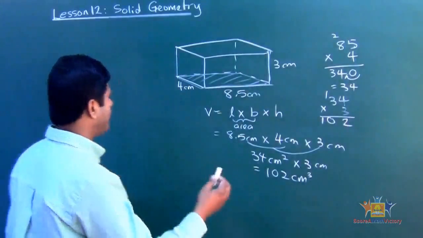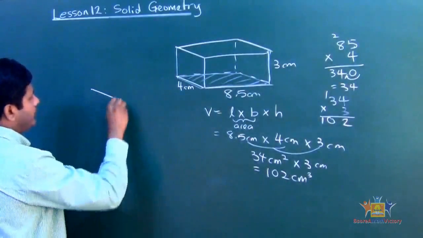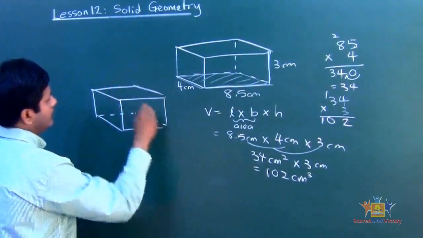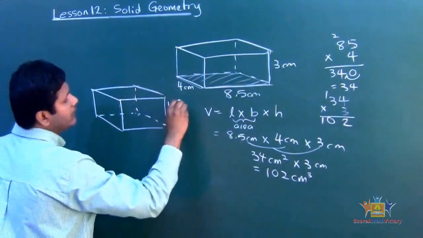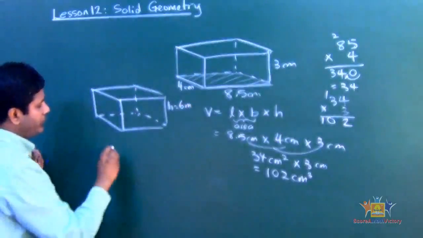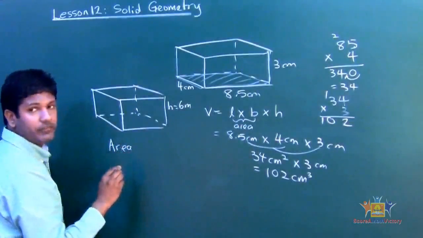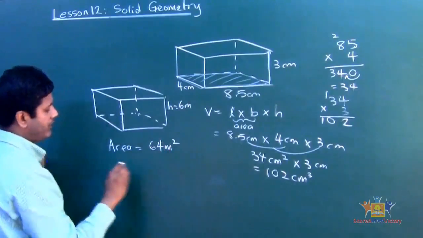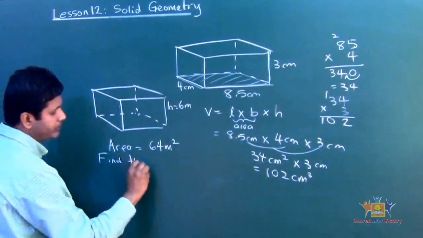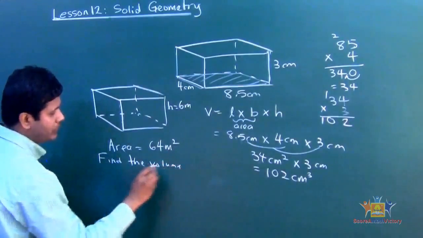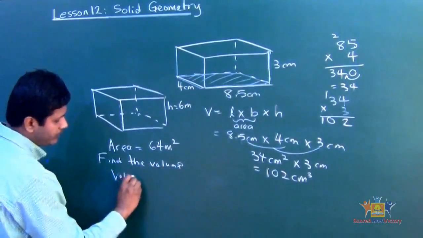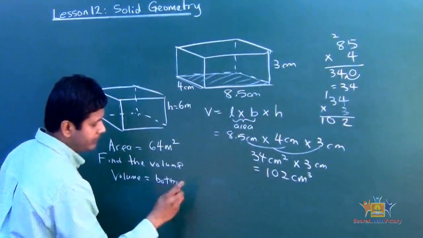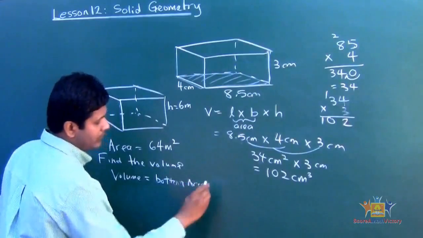Alright, so now let's say, for example, I give you another problem. Let's say I told you a cuboid, and I told you the height is 6 meters, and I told you the bottom surface area equals, let's say, 64 meters squared. Find the volume. And you know that volume is also equal to the bottom surface area times the height.